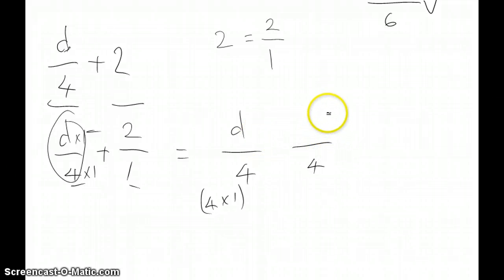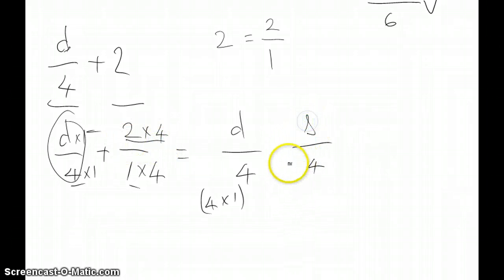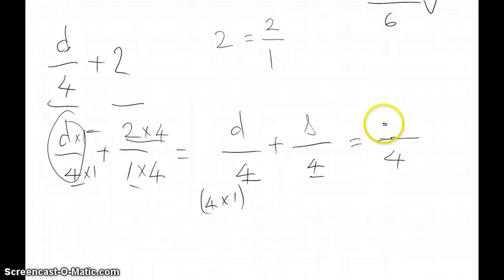With this fraction over here, I had to multiply the denominator by 4. Therefore, I should multiply the numerator by 4 to have an equivalent fraction. 2 times 4, 8. Still a plus here. But now I've got equivalent, common denominators. And all I need to do is the addition of the top line, x plus 8.